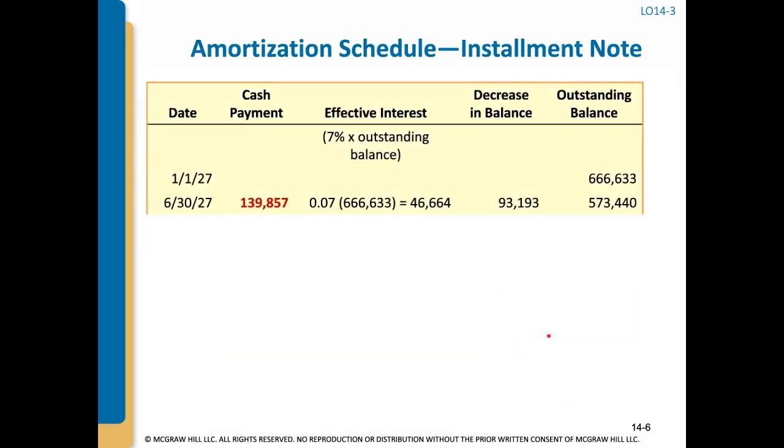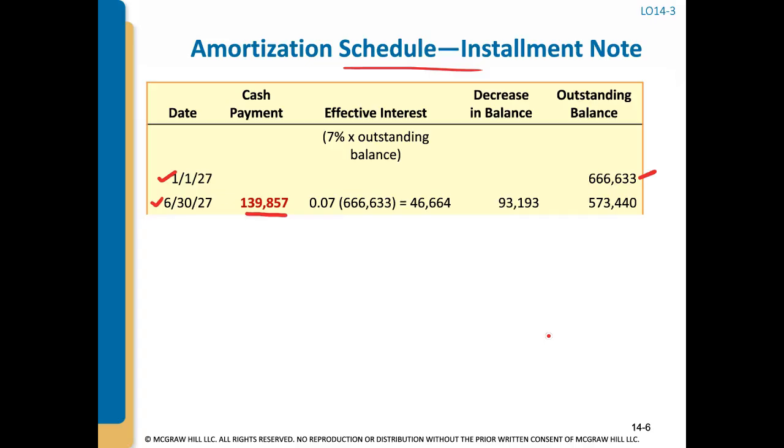So now we have our amortization schedule for the installment note. This might look familiar. It's very similar to the effective interest rate method amortization schedule. We start with the issuance date of 1/1, and our outstanding balance is whatever we record the note payable to be at, which is $666,000. Our first payment is June 30th, and we have a cash payment of $139,857 that we calculated in the previous slide.